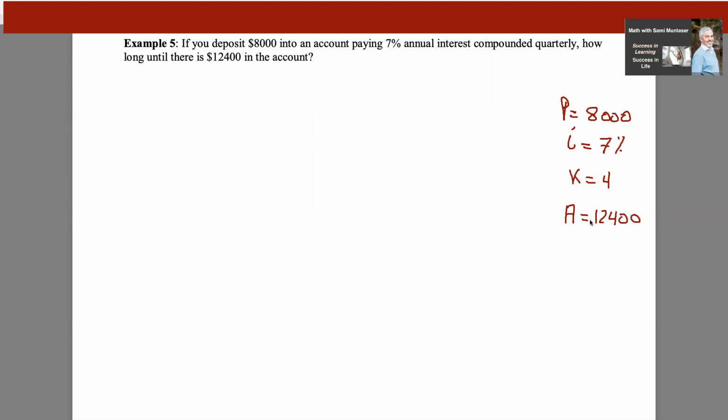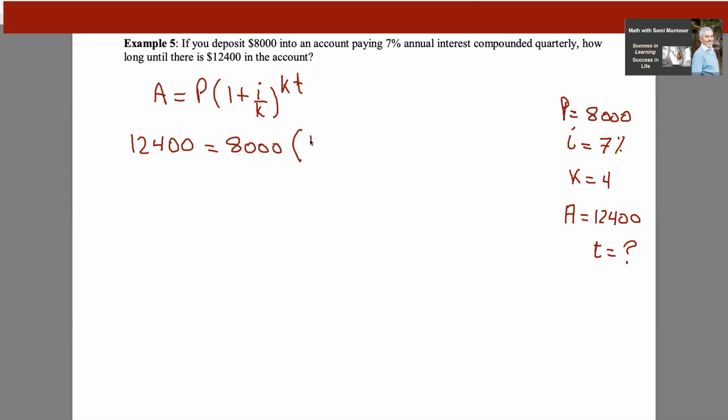In some books and some teachers use future value instead of A. So FV, that's for future value, but the accumulated amount, that's what I use. Now they're looking for the time, how long it takes for this 8,000 to become 12,400. So just write the formula again. The accumulated amount is 12,400. The principal, what you're investing, is $8,000. 1 plus I, which is 7%, so you go 0.07 divided by 4, since it's quarterly, and then it's 4T.